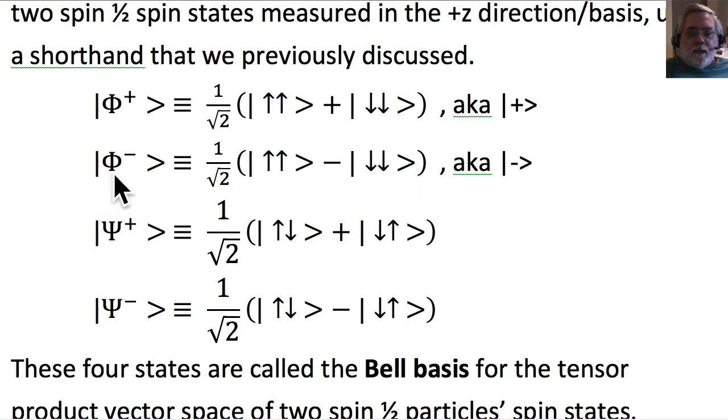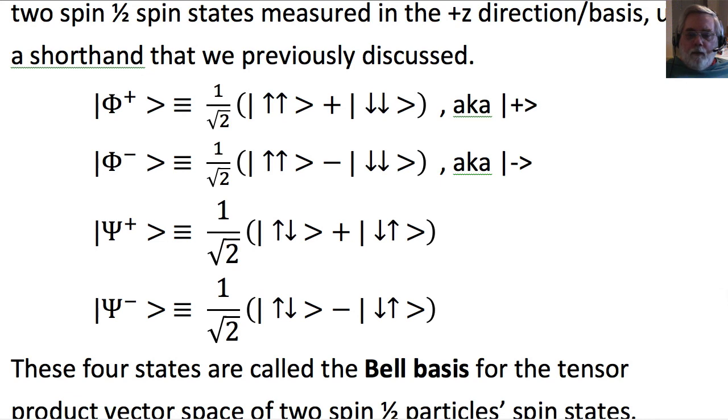Now the tensor product state capital Phi minus is defined as 1 over square root of 2 times up up minus down down. State ket Psi plus is defined as 1 over square root of 2 times up down plus down up, and state capital Psi minus is defined as 1 over square root of 2 times up down minus down up.